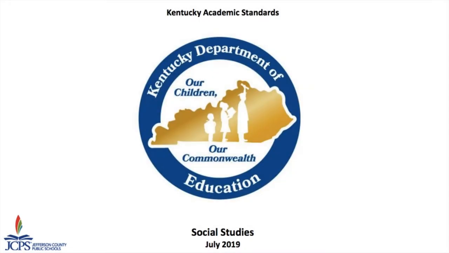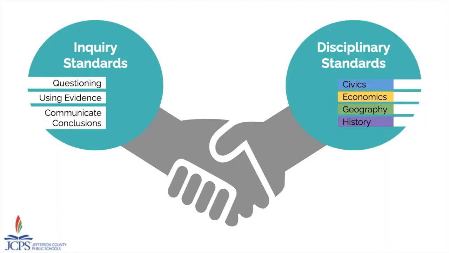As you know, after what seemed like decades, Kentucky Academic Standards for Social Studies were finally passed and became law in July of 2019. Those standards make up two major sections. Inquiry standards, made up of questioning, using evidence, and communicating conclusions, really the process of learning. And disciplinary standards, civics, economics, geography, and history, the topic and focus of that learning.